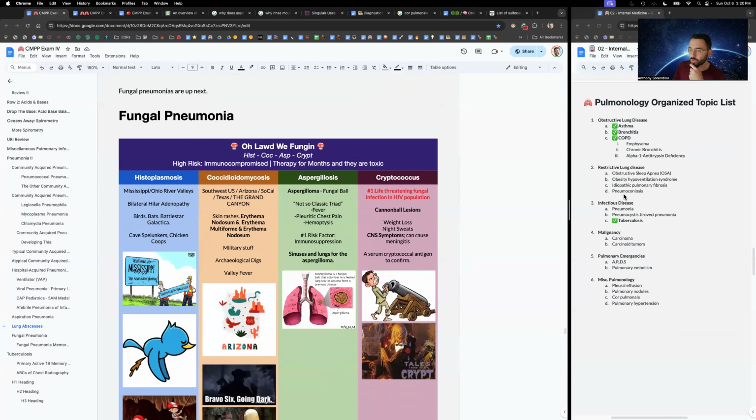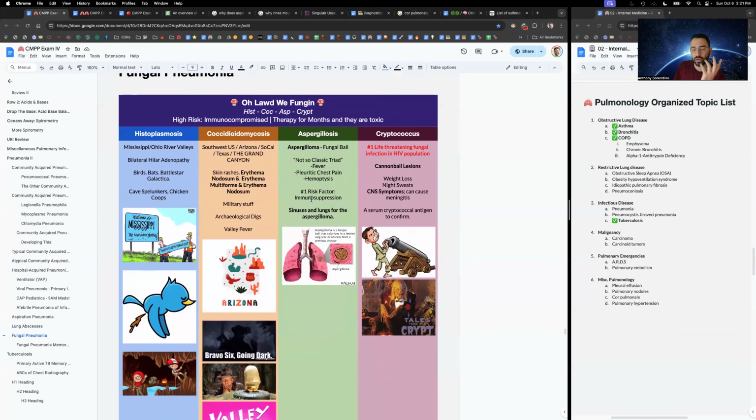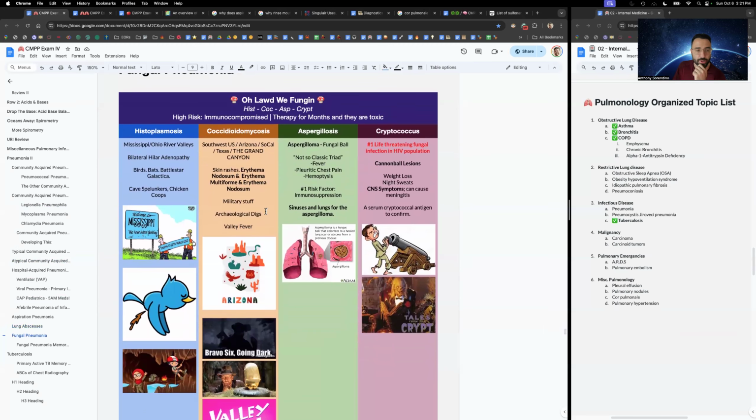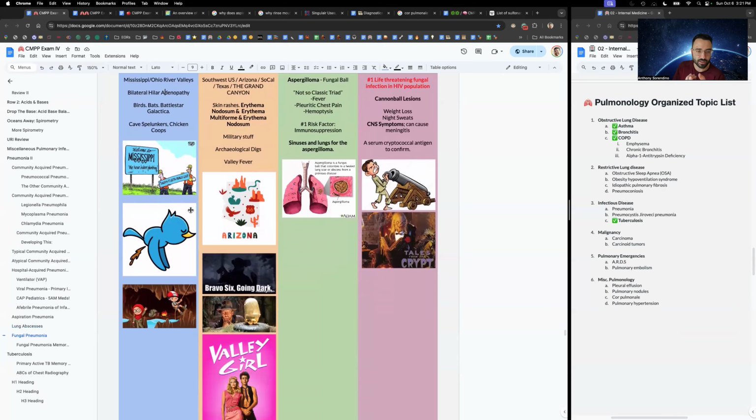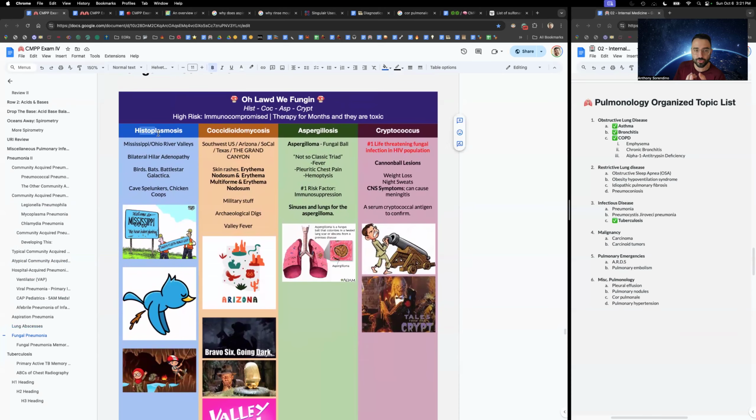Okay, fungal pneumonias, this is classic pack rat stuff here. There's a really good mnemonic for histoplasmosis from a colleague of mine about his toe. So you think of a bird pooping on his toe. This is all in the Mississippi, Ohio River Valley. Think about the history. I always think about the Susquehanna River, River of Dreams, a lot of history there.